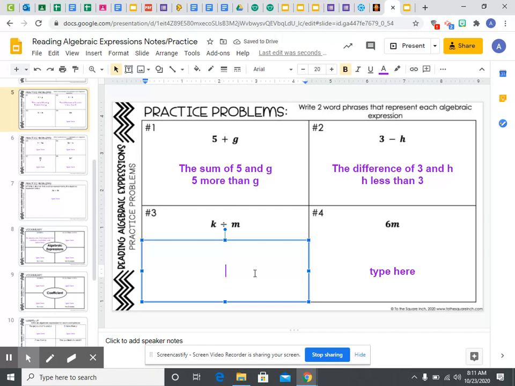Number 3, Bailey. The quotient of K and M. All right. Addison, what's another one we could do for number 3? Quotient of K divided into M groups. All right, another one we can do is just K divided by M, or K split into M groups. That also works as well.